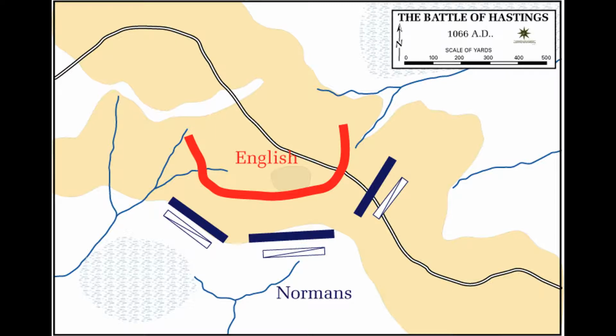In order to win, all the English had to do was stand their ground behind their shield wall and hold back the Norman assaults. The Normans, meanwhile, had to climb the steep slope and try to break the English lines with their archers so that infantry and cavalry could come through and finish them off.